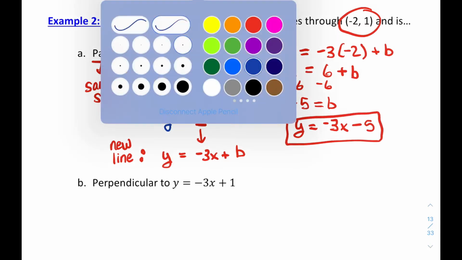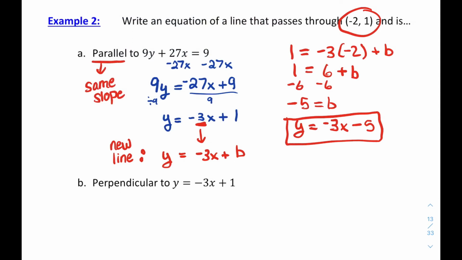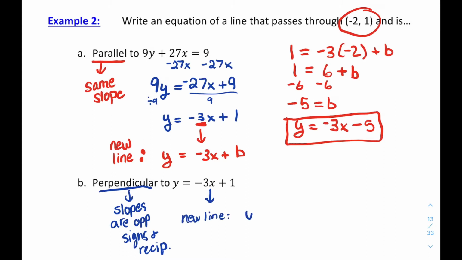Perpendicular is pretty similar, except your slope is going to be opposite sign and the reciprocal of my original line. So let's talk about what opposite and reciprocals mean for a second. Opposite means opposite signs. Reciprocal means like 1 over it. So they're both opposite signs and reciprocals. So my slope is going to be positive 1 over 3 for my perpendicular line.